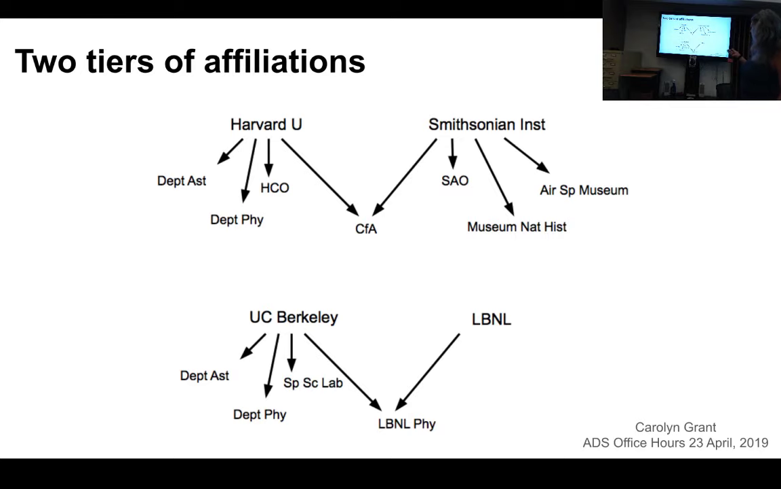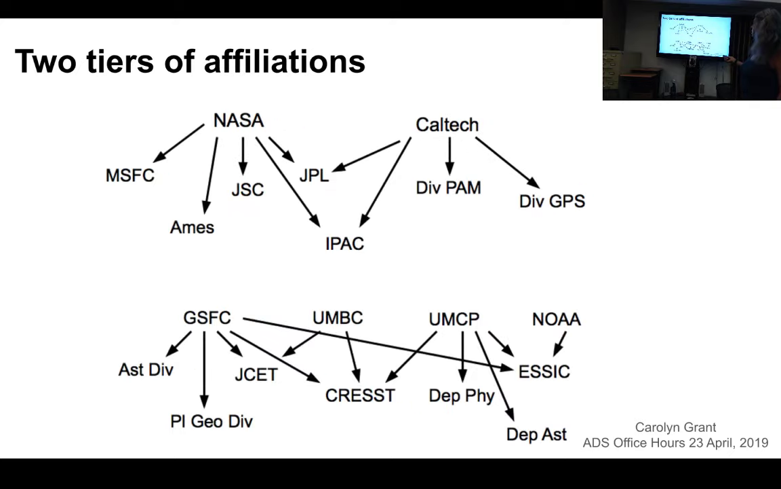Berkeley and Lawrence Berkeley National Labs have a collaboration. Again, 2 layers. Is the Department of Physics at Berkeley the same as the physics division at LBNL? Probably not. But that requires a certain amount of expertise that not every user is going to have.